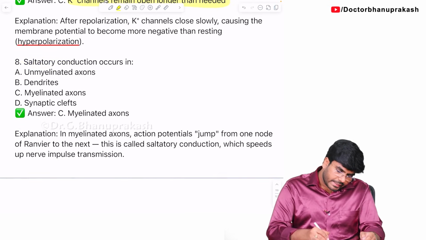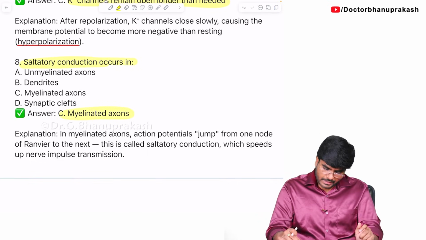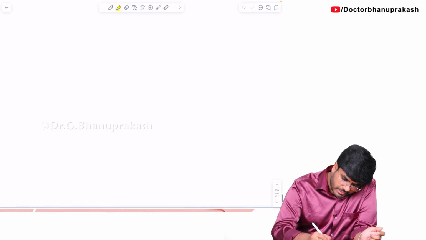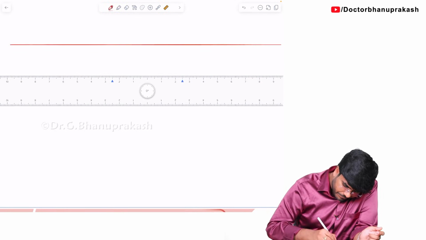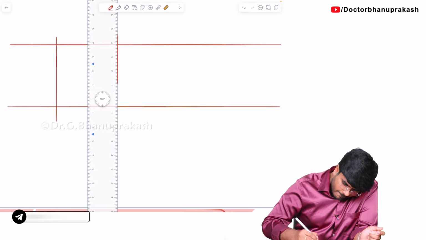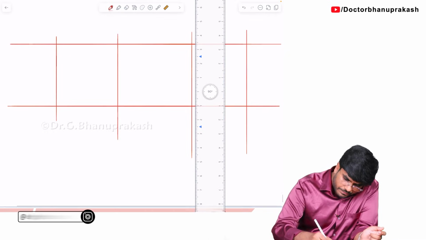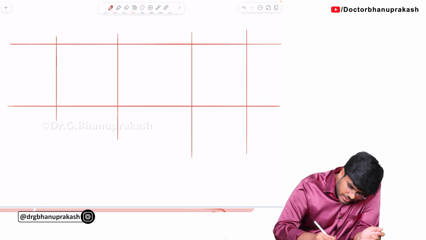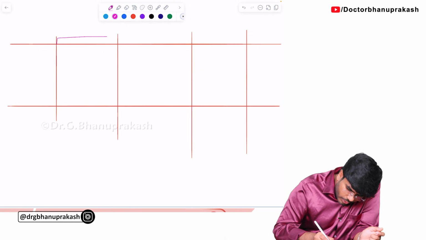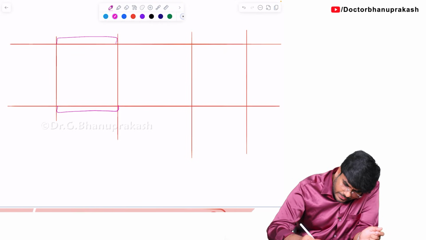Okay. Saltatory conduction. Saltatory conduction occurs in myelinated axons. What do I mean by that? Let me tell you students, saltatory conduction means, let me draw the neuron again. See, I am dividing the neuron into multiple segments now. Let's say here the neuron is having the myelination. These are the areas of myelination.